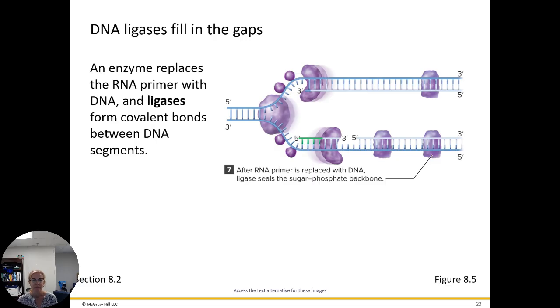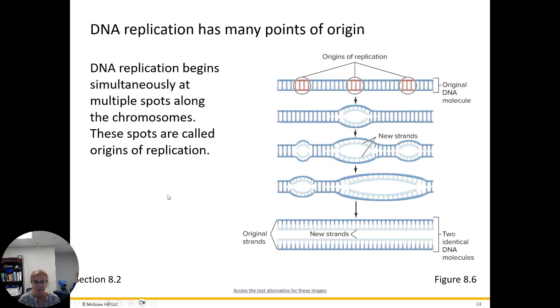So once we have DNA replicated, there are going to be some gaps on the lagging strand. DNA ligases fill in those gaps. They provide covalent bonding sites between DNA segments so that the sugar phosphate backbone is sealed.